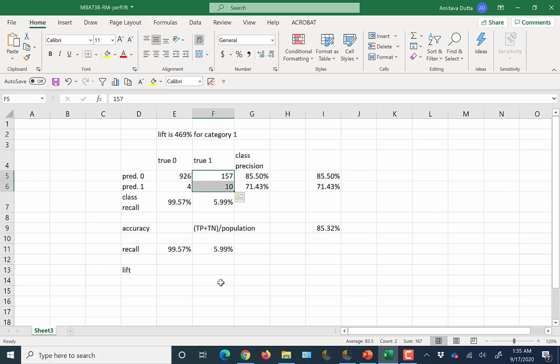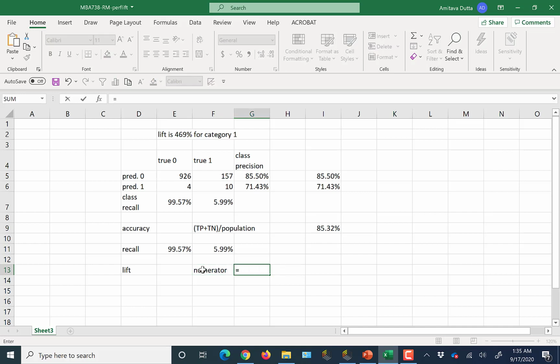So how well is the model doing? What is the conditional probability? This is the numerator. This is equal to 10 divided by 10 plus 157. That's how well the model is doing with that particular category. So given that the observation is from the CHT category, the likelihood that the model will identify it as being from that category is actually quite low, 5.9%.